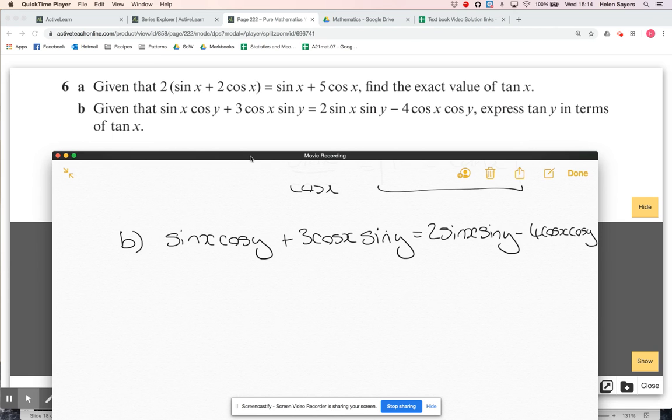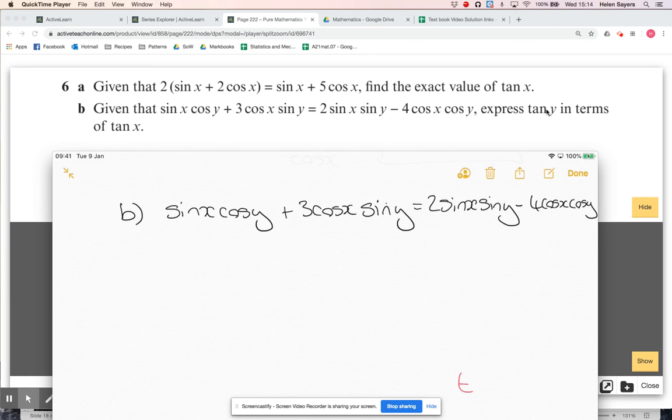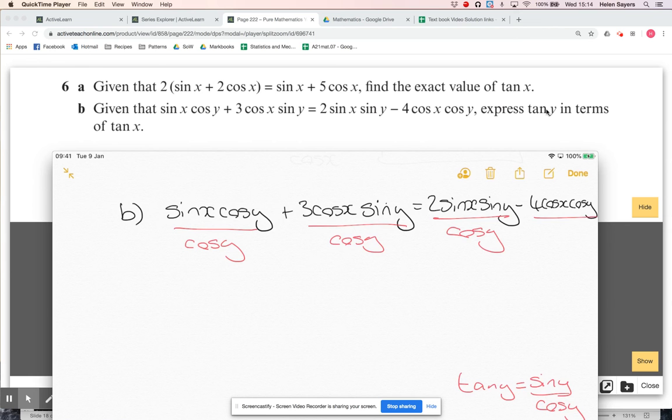Okay, actually, I tell you what, I might not rearrange this. I might start cancelling straight off, because I want tan y and tan x. So how do I get tan y? Well, tan y I'm going to get from sine y over cos y. So I'm going to divide the whole thing through, every single term, by cos y. I think this might end up being a slightly neater way of doing it than rearranging first.